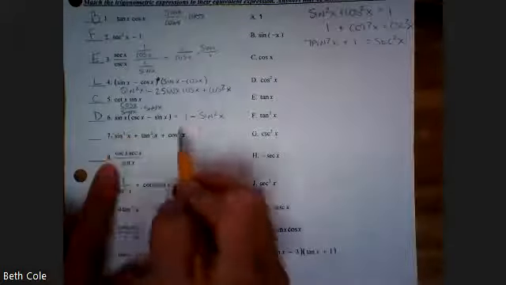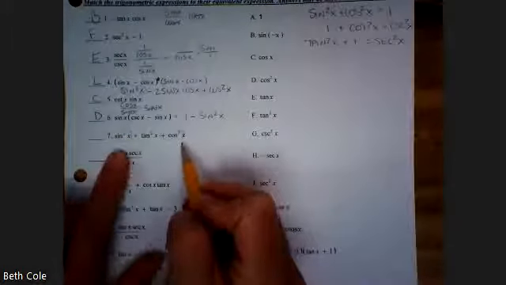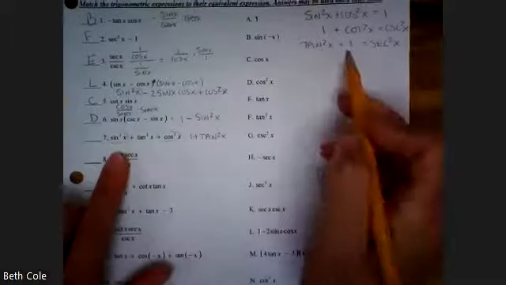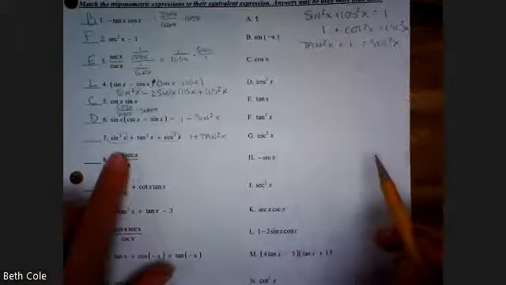Right here, sine squared plus cosine squared equals 1. So those together are 1. And then 1 plus tangent squared gives you secant squared. So that one is J.